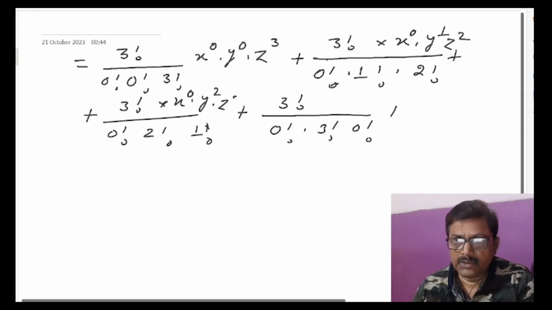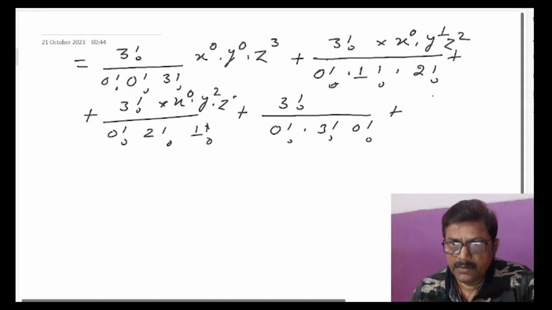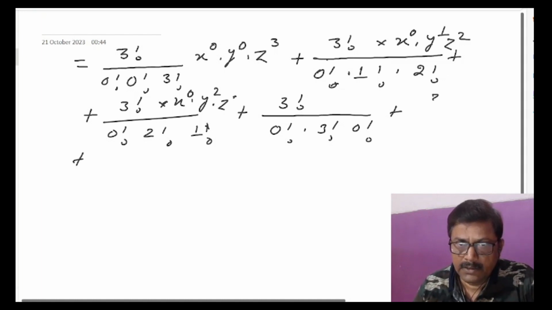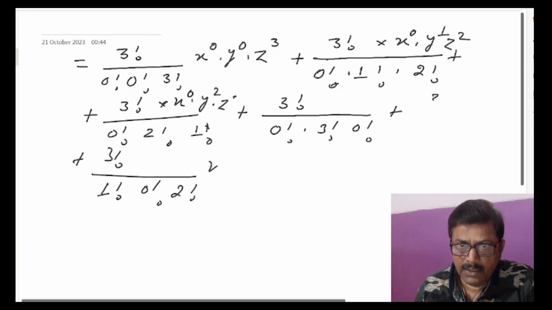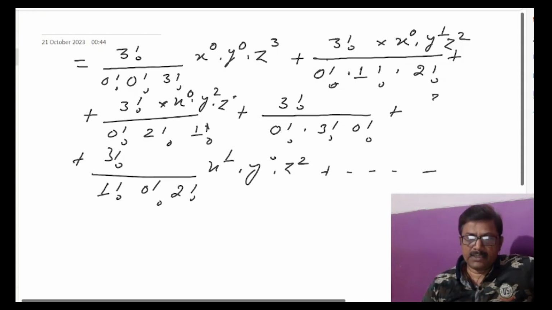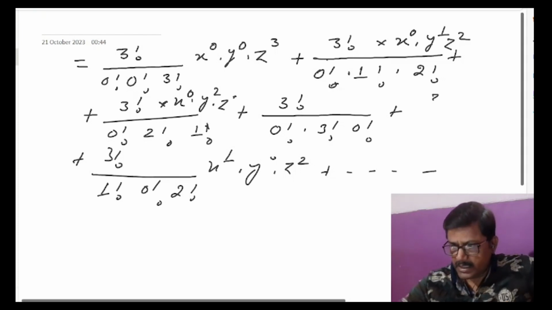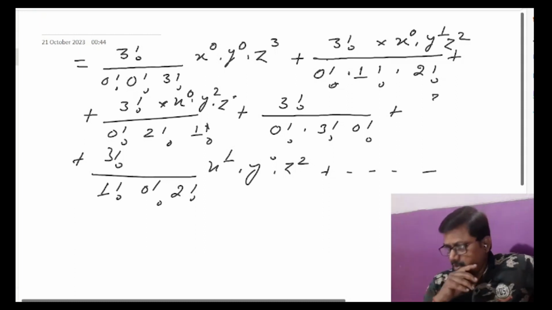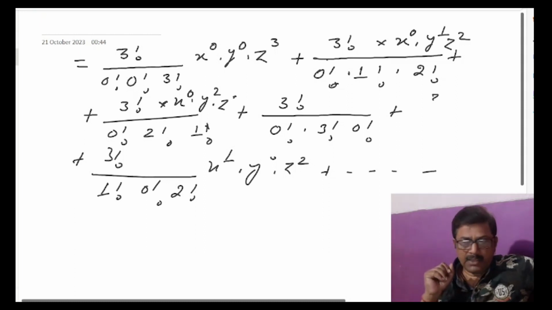Okay. So similarly, I will take the next set. The next term is 3 factorial, where R1 is 1, R2 is 0, and R3 is 2 factorial, with x to the power 1, y to the power 0, and so on. In this manner, we will put in all sets of R1, R2, R3 and we will get all terms. In total, we will get 10 terms. Okay. So I have explained what the multinomial theorem is and how it is applied.